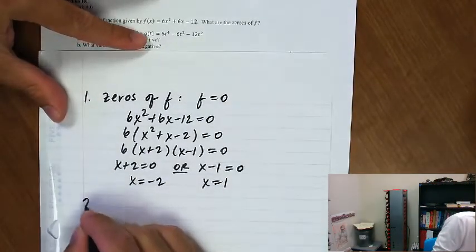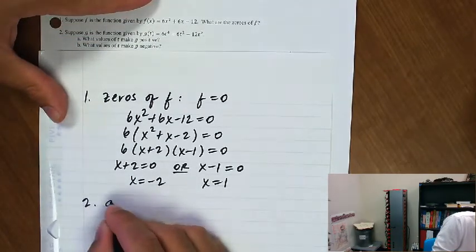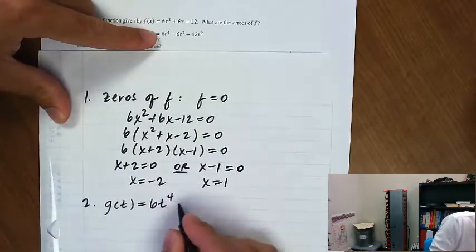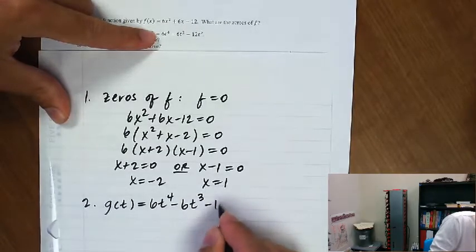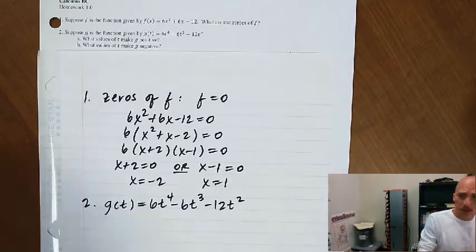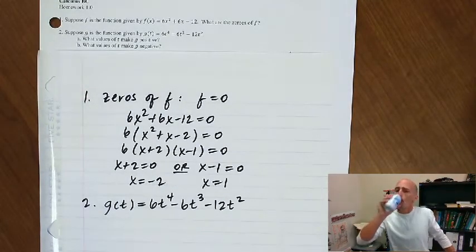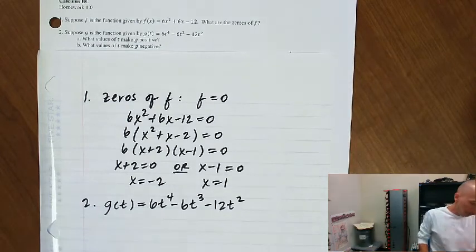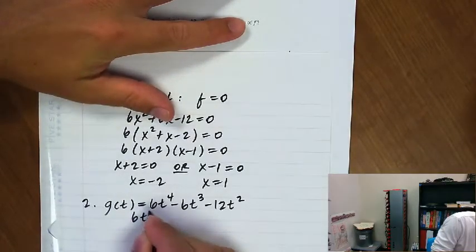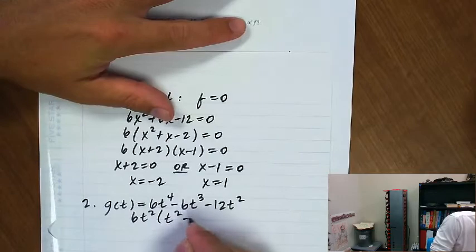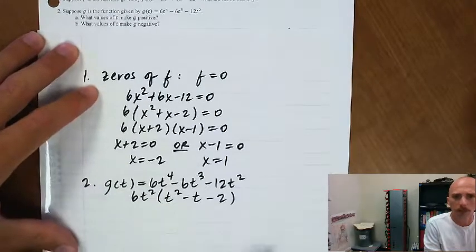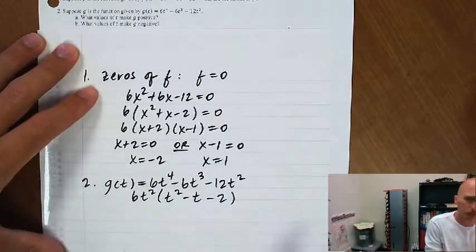Okay, so let me just copy the function. 6t to the 4 minus 6t to the 3 minus 12t squared. I'm going to start by factoring. I can factor out a 6 and a t squared, so this will be t squared minus t minus 2. Okay, so this is going to factor a little differently from the earlier one, but mostly the same. I think it'll be t minus 2, t plus 1.